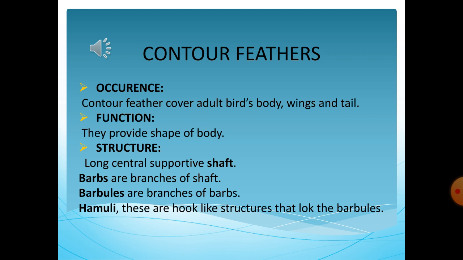Contour feathers occur on the adult bird's body, wing and tail. Why are they present in these places? Because they give the perfect shape to the body of the birds, according to their name. Contour feathers originate from contouring.